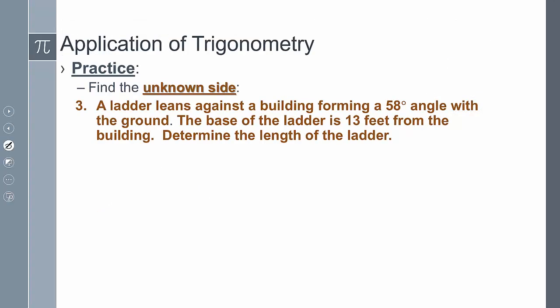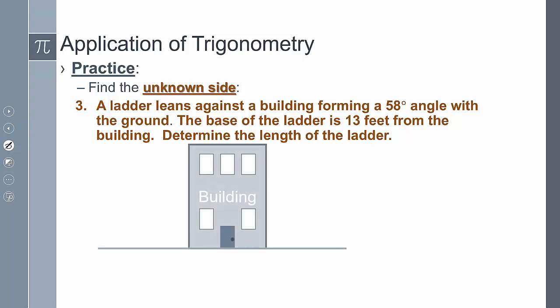So let's look at a few applications here. A ladder leans against a building, forming a 58-degree angle with the ground. The base of the ladder is 13 feet from the building. Determine the length of the ladder. So we have our building. A ladder is going to lean against it, and it creates a 58-degree angle with the ground. I need to know what the length of the ladder is. And it says that the ladder is 13 feet from the building.